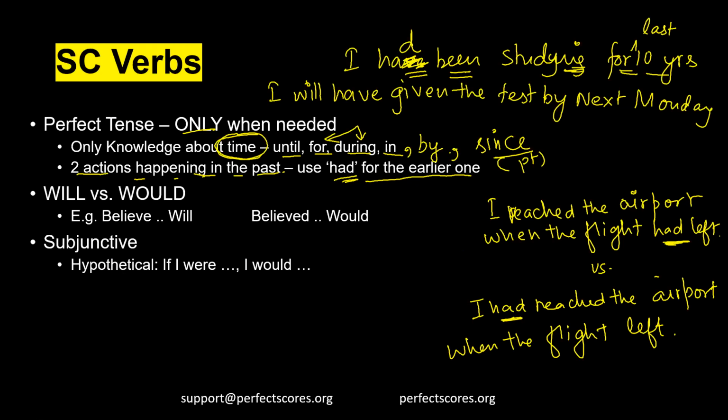In the first sentence, I reached the airport when the flight had left. It suggests that first the flight left and then I reached. But in the second one, I had reached the airport when the flight left. In this, first I reached the airport and then the flight left. And what if I give you a third one? I reached the airport when the flight left. What do you think is the meaning of this sentence?